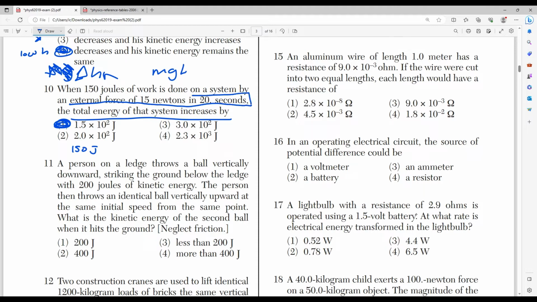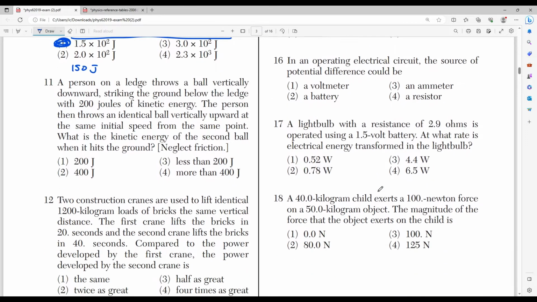That's the means by which that force was done, right? Doesn't matter, right? All that means is that they applied 15 newtons over a span of 20 seconds, and that equated to 150 joules of work, which was done on the system, which means that they added those 150 joules to the system.